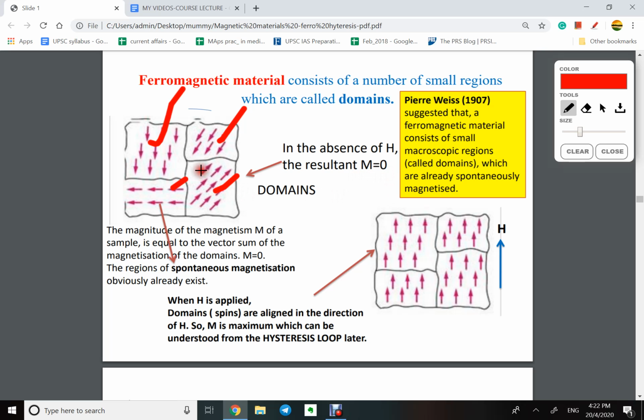Now if you consider this domain or any domain, you can see all the spins are aligned in the same direction. This is due to exchange coupling between the atoms within this domain. And this exchange coupling, to align these atomic spins in the same direction, requires energy. That energy is known as the exchange energy, which we will see later.